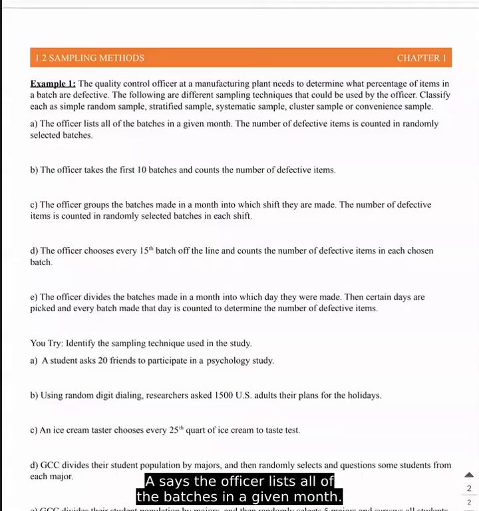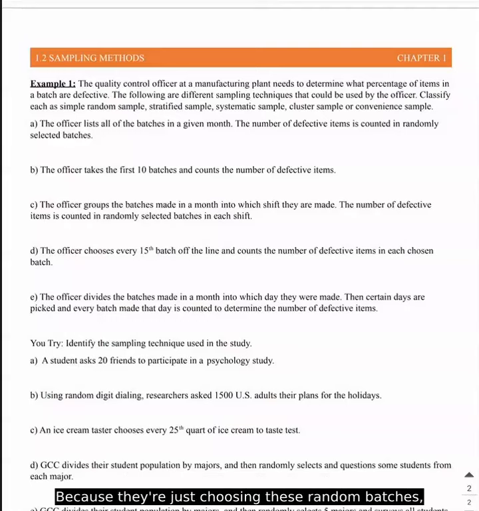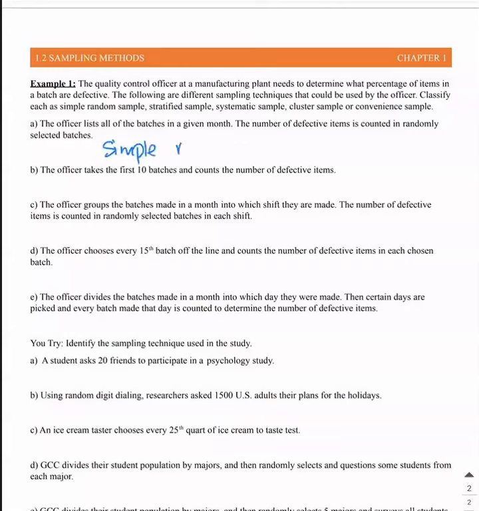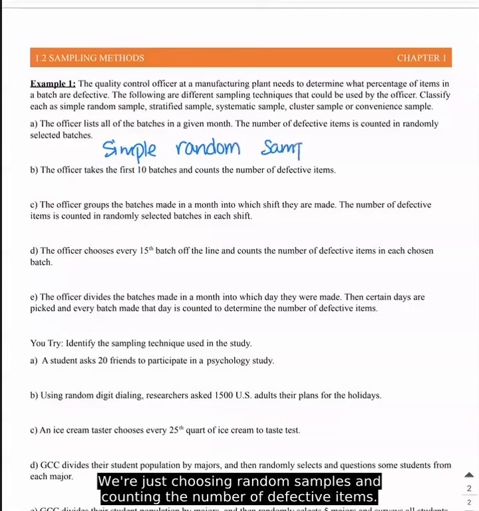So A says the officer lists all of the batches in a given month. The number of defective items is counted in randomly selected batches. So because we're just choosing these random batches, it would be a simple random sample. We're just choosing random samples and counting the number of defective items.